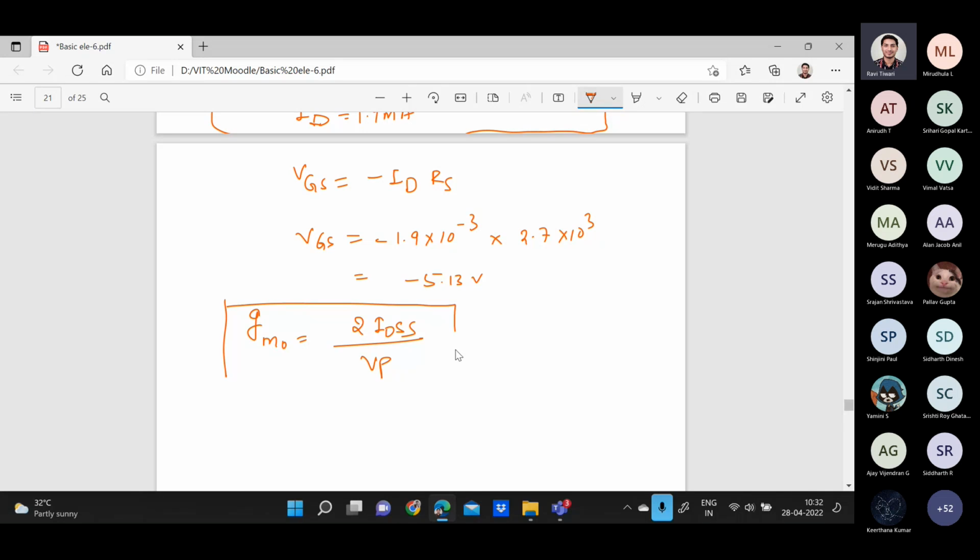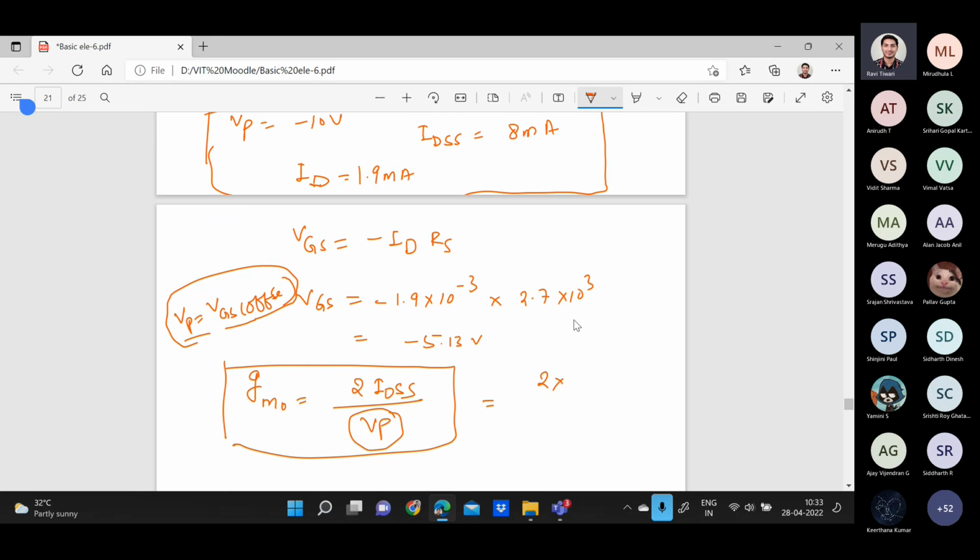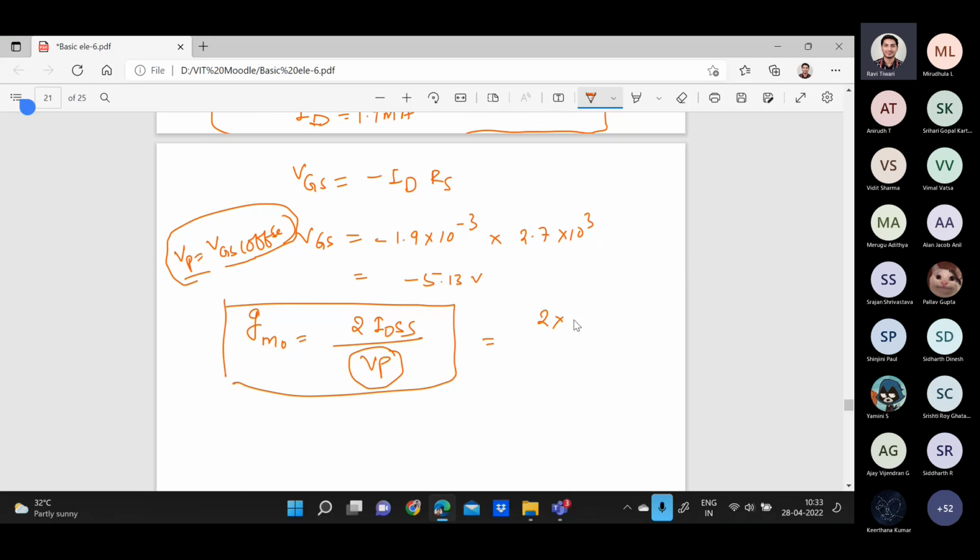If in the numerical they are providing VP in place of VGS offset, both are the same thing. You can assume VGS offset equal to VP. So it will be 2 into IDSS, which is also given to us as 8 milliamperes, so 8 into 10 raised to the power minus 3. And this VP is given to us as 10 volts, right?